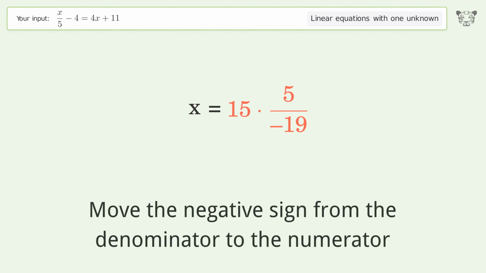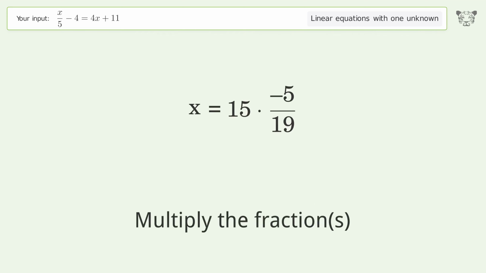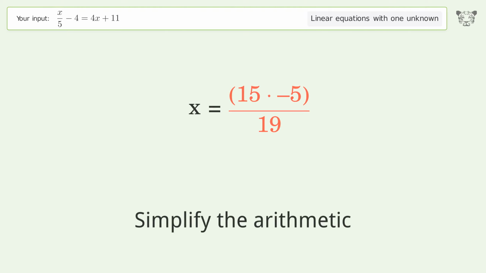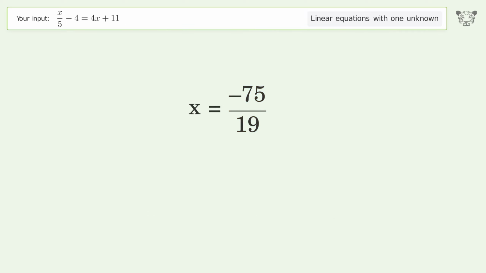Move the negative sign from the denominator to the numerator. Multiply the fractions. Simplify the arithmetic. And so the final result is x equals -75/19.